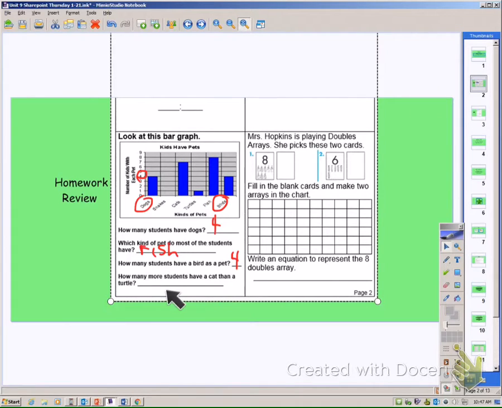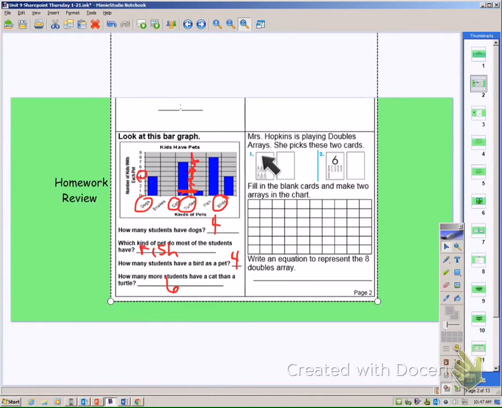How many more students have a cat than a turtle? So now I need to compare the turtles and the cats. These are the same. 1, 2, 3, 4, 5, 6. 6 more students have a cat than a turtle. Now let's look at the next one.